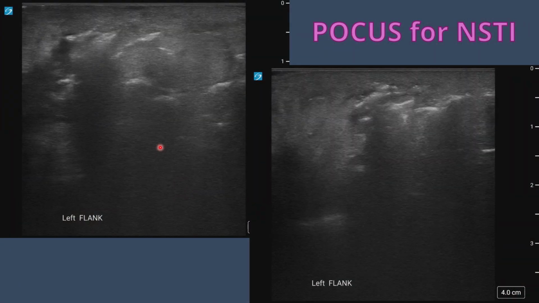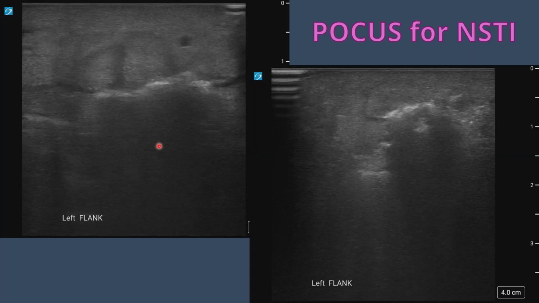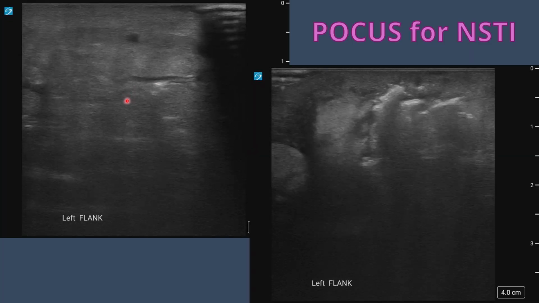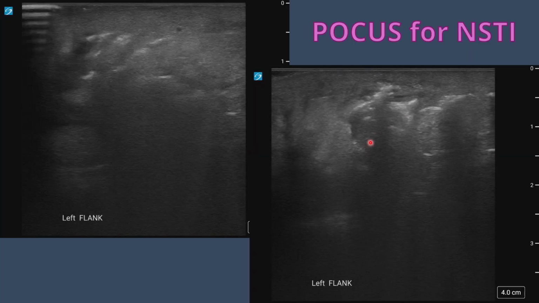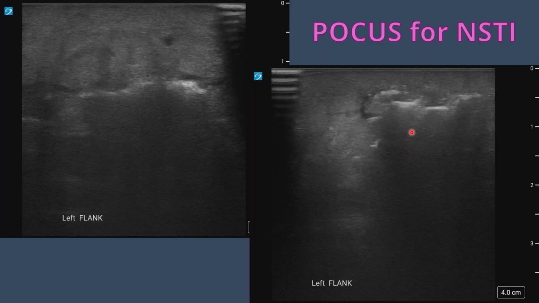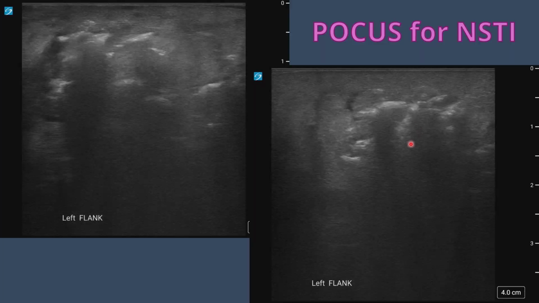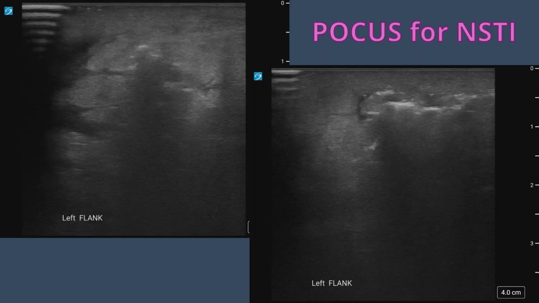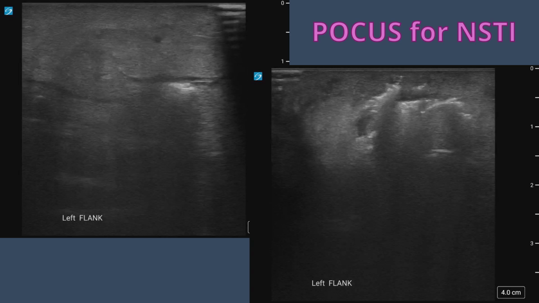Of course, you can use point-of-care ultrasound for necrotizing soft tissue infection. Notice the subcutaneous gas here causing dirty air shadows. POCUS is specific for the diagnosis of necrotizing soft tissue infections. However, it is not sensitive enough to rule out the infection.